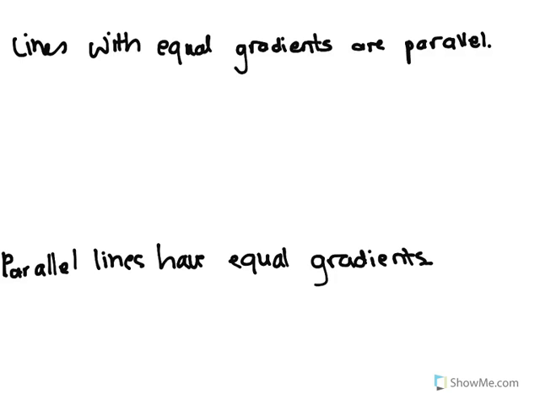Here's the first statement we're going to try to prove to ourselves: lines with equal gradients are parallel. We're going to draw on our knowledge of functions. We know that straight lines can be represented by y is equal to mx plus some constant. So say we have two lines, a line y is equal to mx plus b, and another line y is equal to mx plus k.